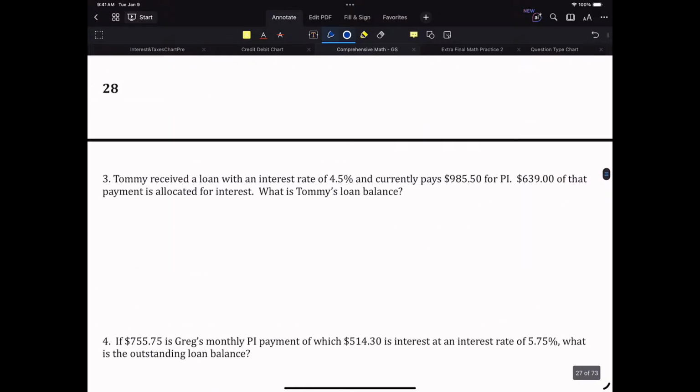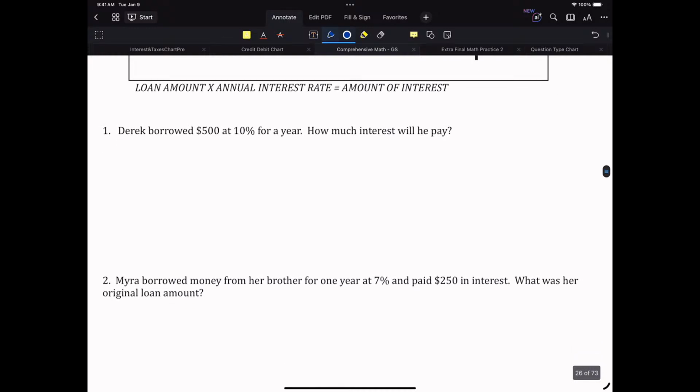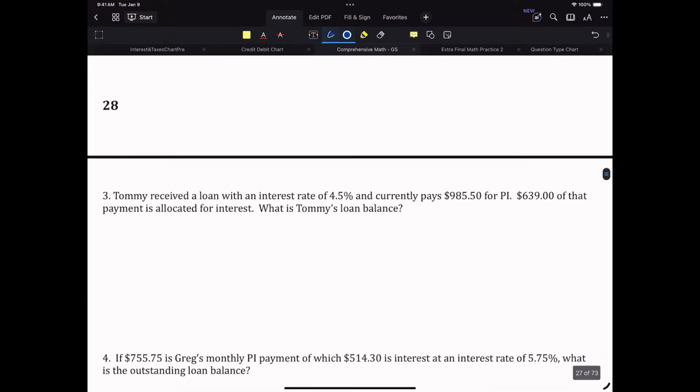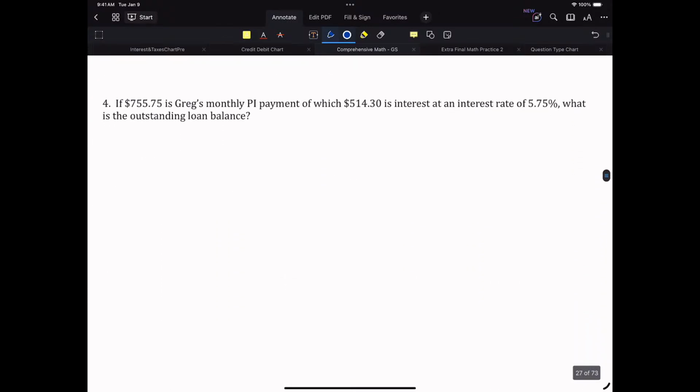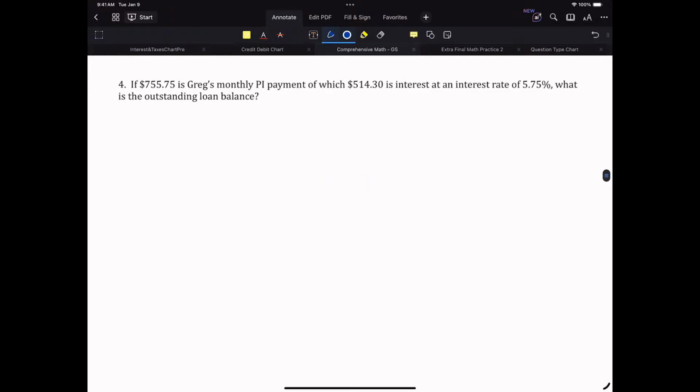It's interest paid. How about this one? Number 4. If $755.75 is Greg's monthly PI payment, of which $514.30 is interest, at an interest rate of 5.75%, what is the outstanding loan balance?